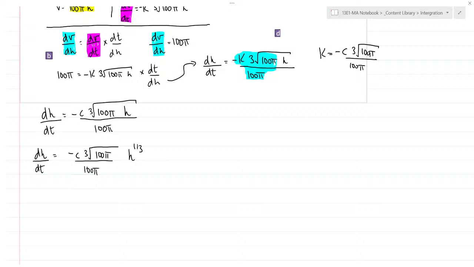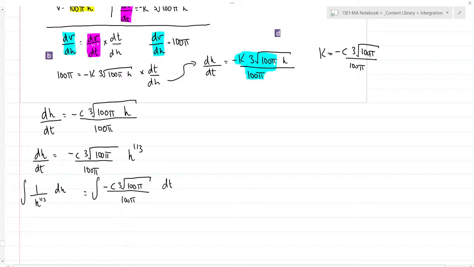Yeah? So, then I'm going to take the h onto one side. I'm going to bring the t up to the other side. So, it's going to be 1 over h to the third with respect to h is equal to minus c cube root of 100 pi all over 100 pi with respect to t. And I'm going to integrate both of these sides. Everybody all right with that? Yeah?